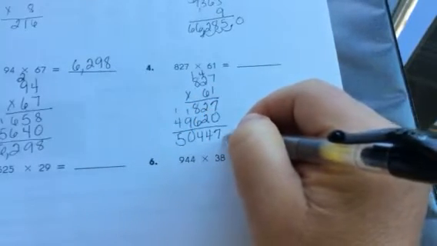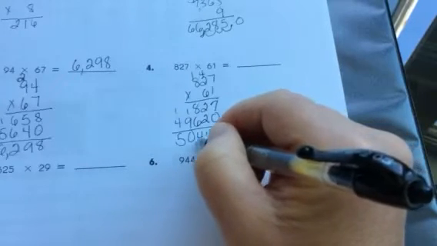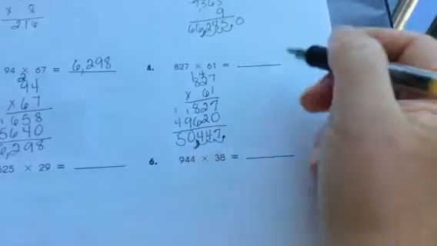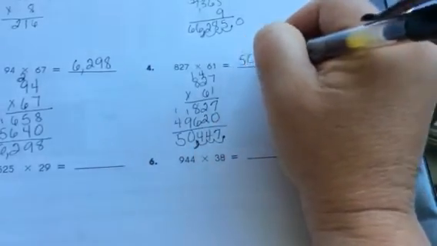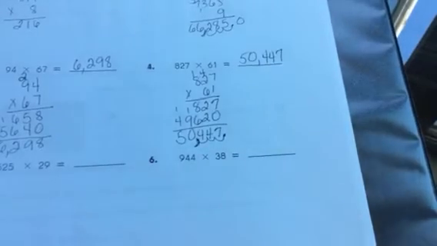Again, we're going to count back 3 from where our decimal point would be: 1, 2, 3. So our comma goes there, and our answer is 50,447.